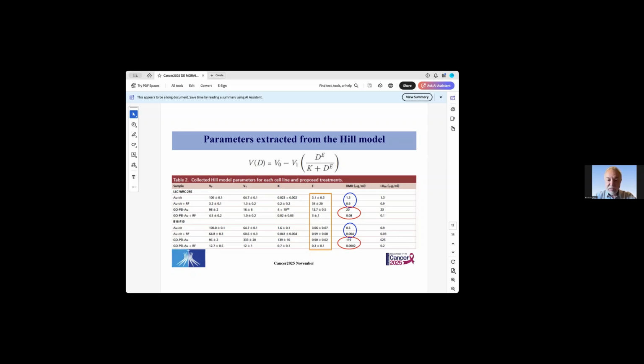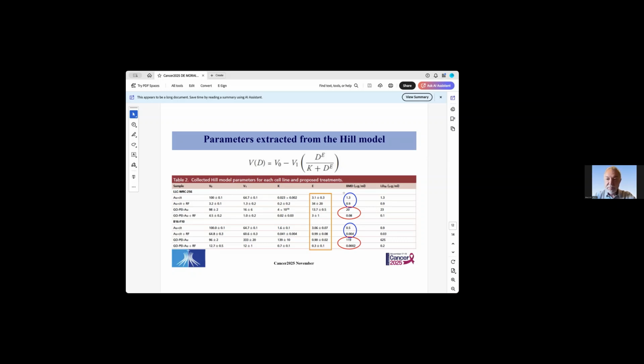And that happens for both cell lines. So if you look at the B16F10 cell line, the E exponent, the hue exponent for the gold nanoparticle, without application of radiofrequency, the E value is about 3. If you apply radiofrequency, the E value goes around 1, which is 1/3. And again, with the nanocomposite, the E value is about 0.9. If you apply radiofrequency, it drops down by about 1/3.